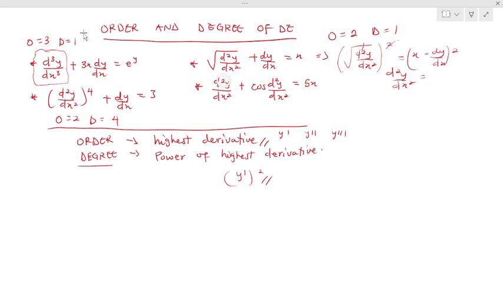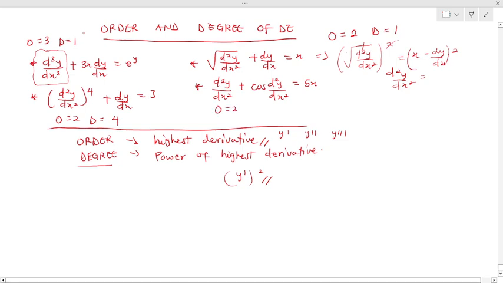Finally, we have d squared y over dx squared plus cosine of the expression d squared y over dx squared is equal to 5x. In this situation, obviously you can see the highest order to be 2. So we say that our order is equal to 2. And what's the power to which this derivative is raised? The degree is simply 1 because d squared y over dx squared is raised to the power 1.